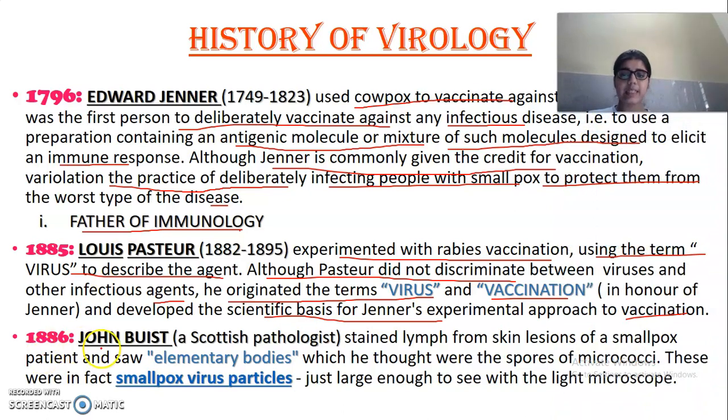In 1886, John Buist, a Scottish pathologist, stained the lymph from skin lesions of a smallpox patient and showed elementary bodies, which he thought were the spores of micrococci. These were in fact smallpox virus particles just large enough to see with a light microscope.